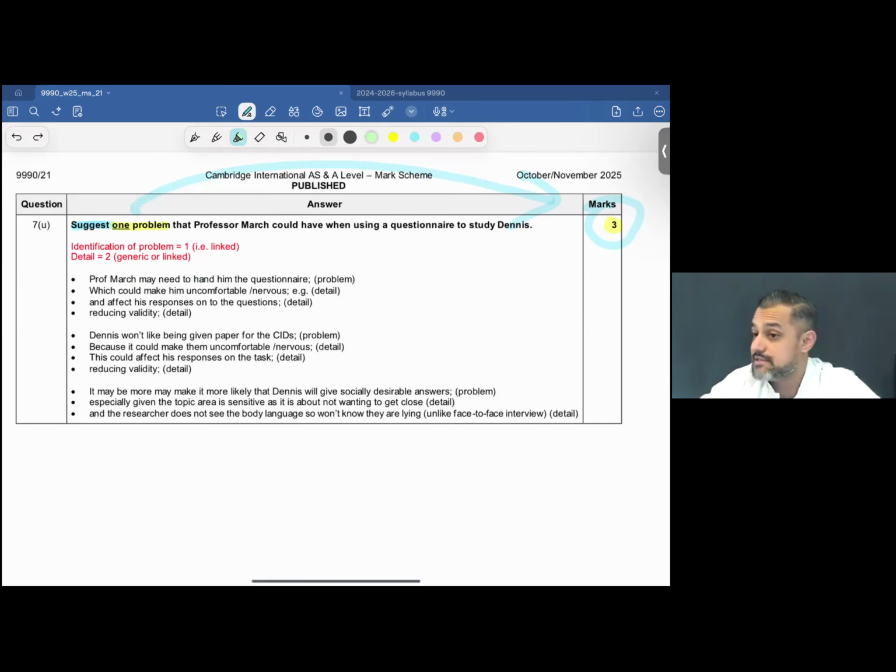You get the first mark for identifying the problem, and the second and third mark for providing detail. You'd see that over here. An identified problem in this case could be number 1: Professor March may need to hand him the questionnaire. That's a problem. Another problem you could use is Dennis won't like being given paper for the CIDS.